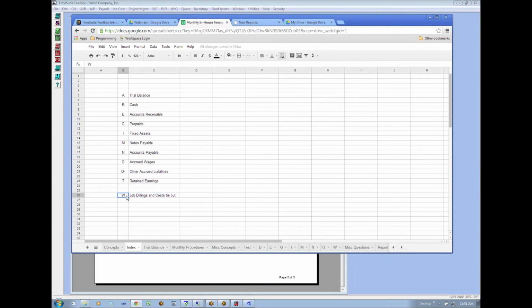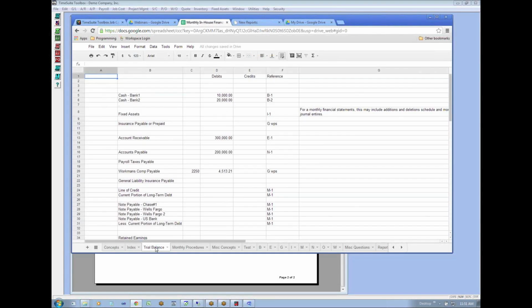Now in this index, W would be your job costs and billings, where job billings and cost tie out with your over/under billings computations. Okay, so that would be your index.